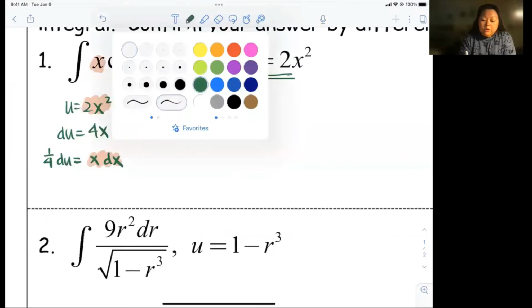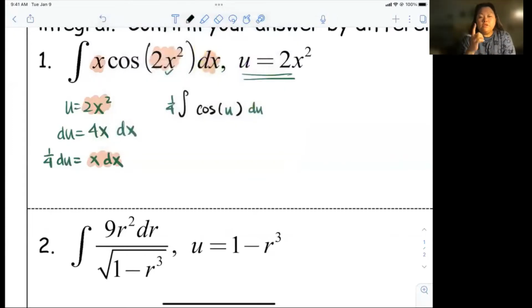Okay, now look at your new integral. This new integral, first of all, is definitely much more doable. It's just cosine of u. You can take the antiderivative of cosine. Secondly, it is in terms of u. There's no x and u. When you do u substitution successfully, you will see that your variable is down to just u. All right, so now I can take the antiderivative, 1/4 out here.